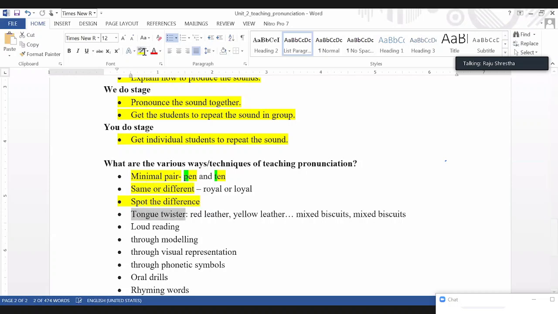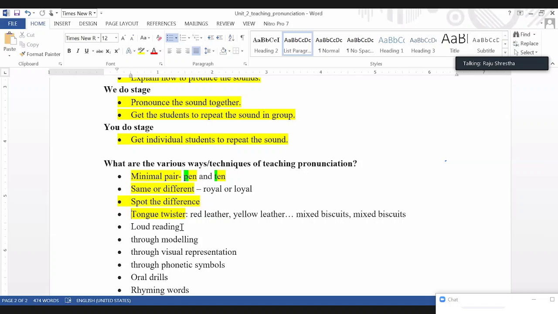Tongue twister is another excellent activity to practice, to habituate, or to familiarize our tongue with particular sounds. Mixed biscuits. If you read many times with increasing speed, then you realize it, and your tongue gets exercised. Mixed biscuits. If you say it many times with fast speed, the tongue gets exercised because of these tongue twisters.